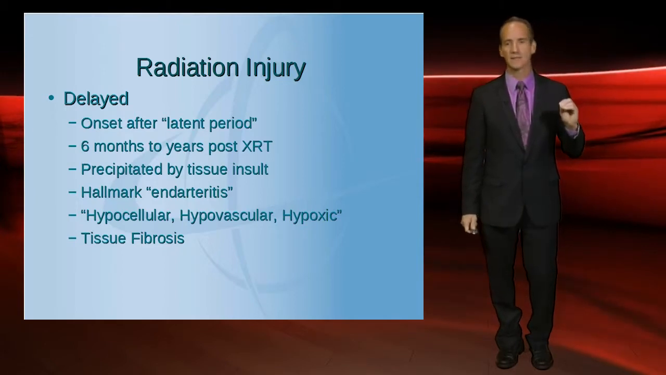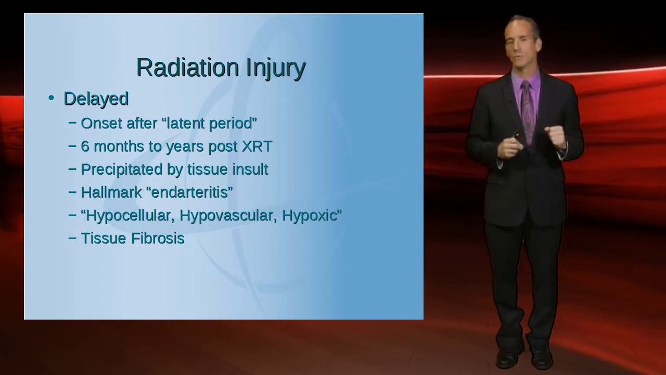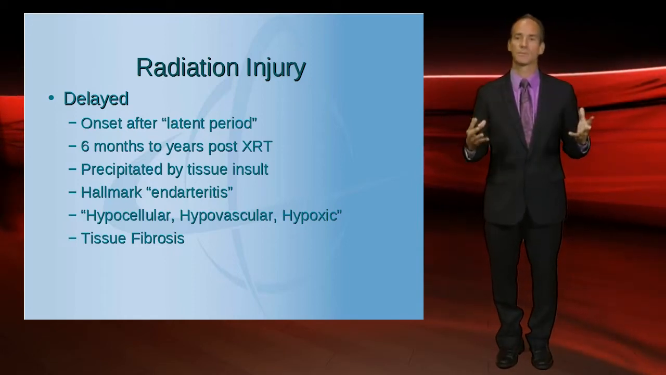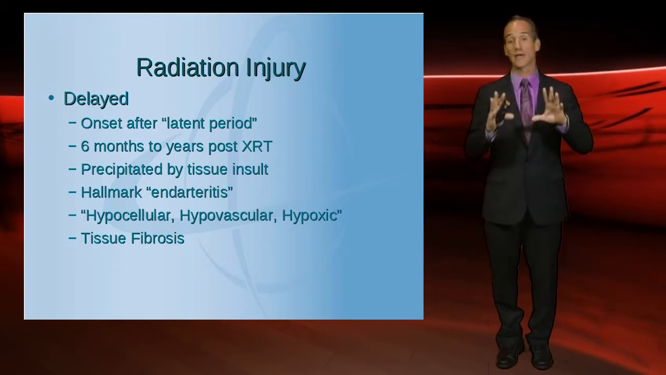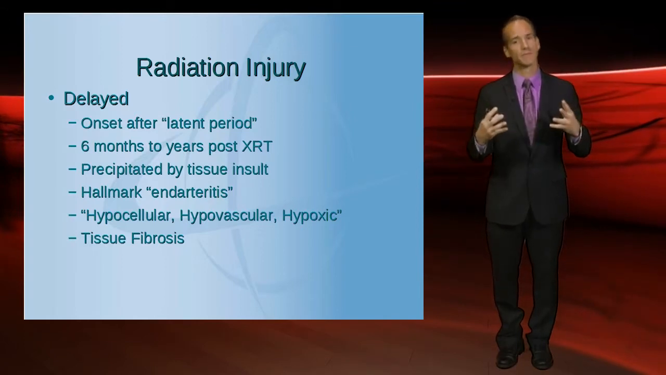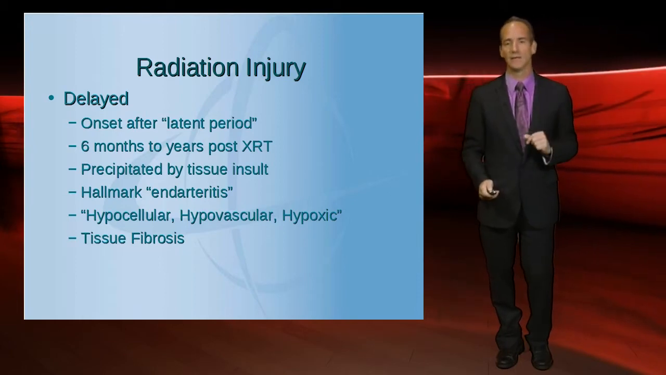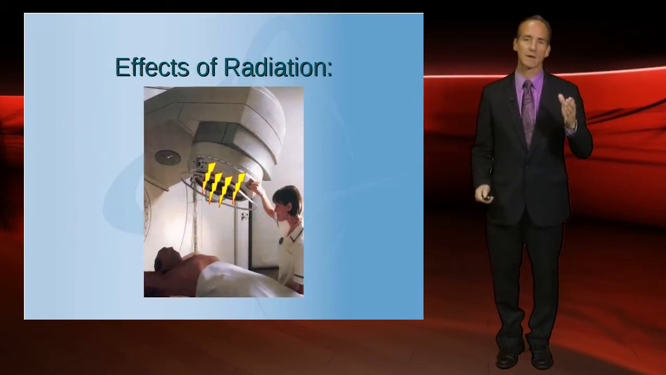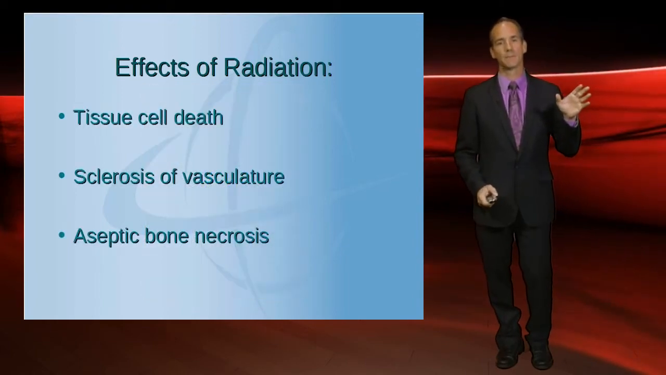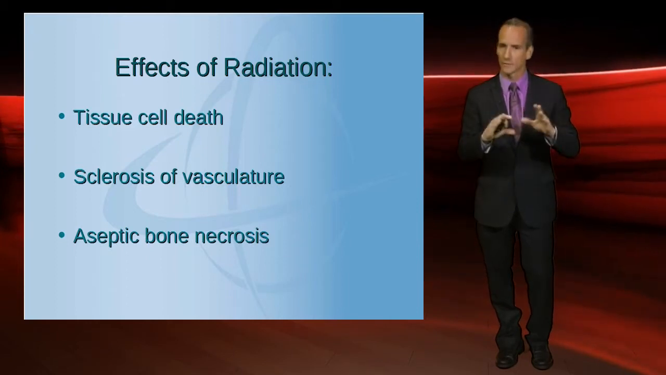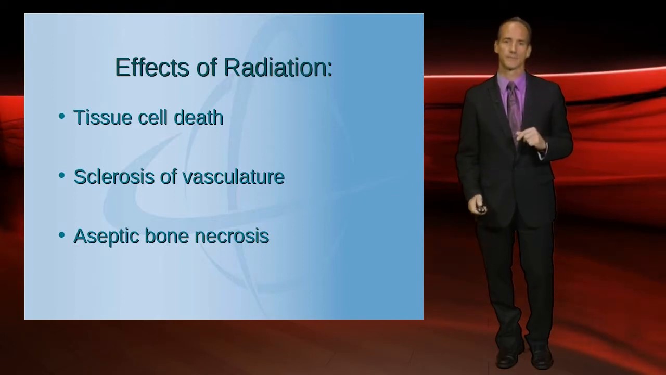It is classically seen histologically as being hypocellular, so there are no cells infiltrating to heal the wound. Hypoxic, in other words, there's just simply not enough oxygen there, and that's a result of it also being hypovascular. So when you look at it under a microscope, you don't see a lot of blood vessels or capillaries. Also, you see a lot of tissue fibrosis in radiation-injured tissues. So let's talk about the effects of radiation therapy. What you see typically is tissue cell death. When you look at the vasculature, you see sclerosis, and if it's bone, you're going to see aseptic necrosis.